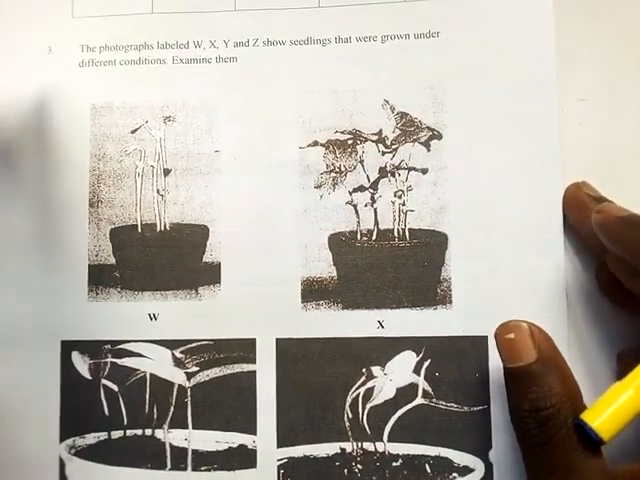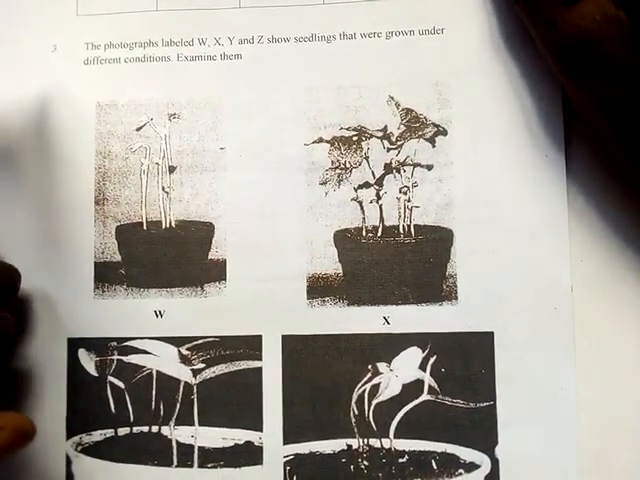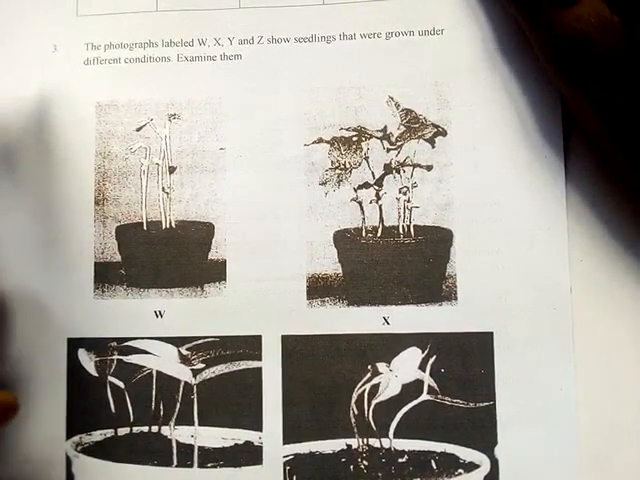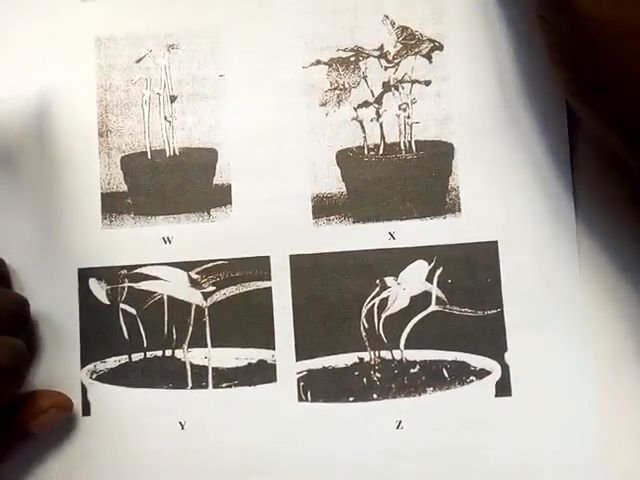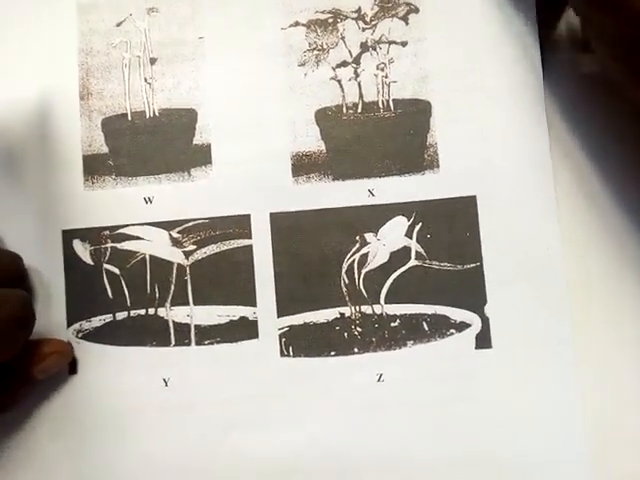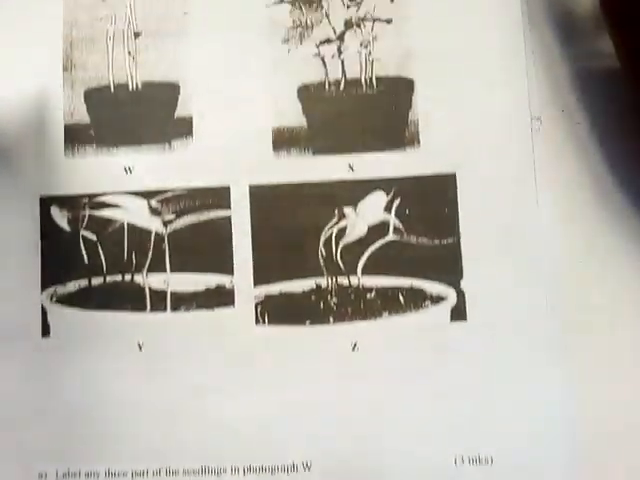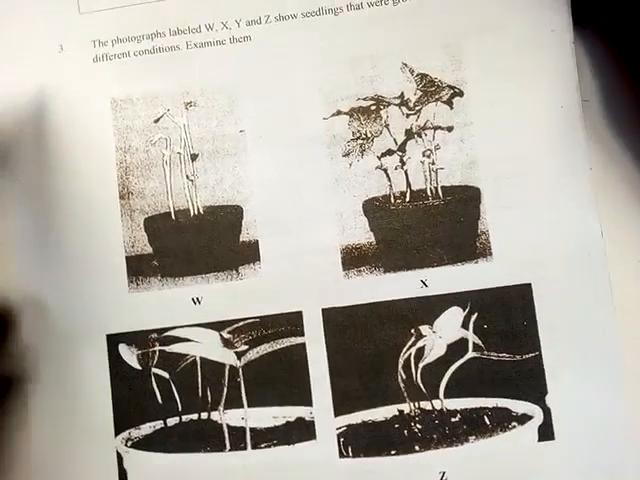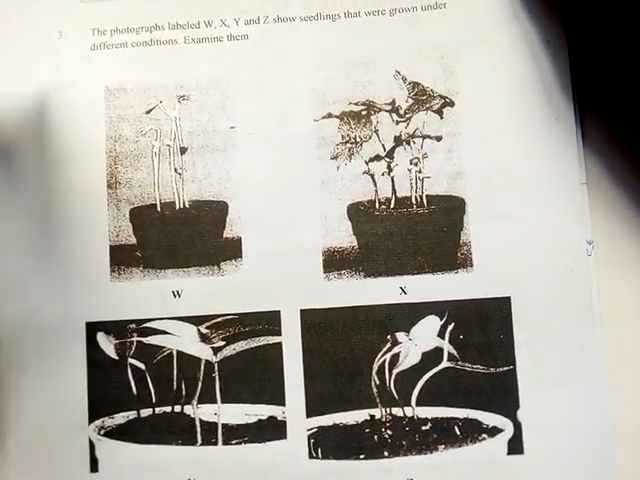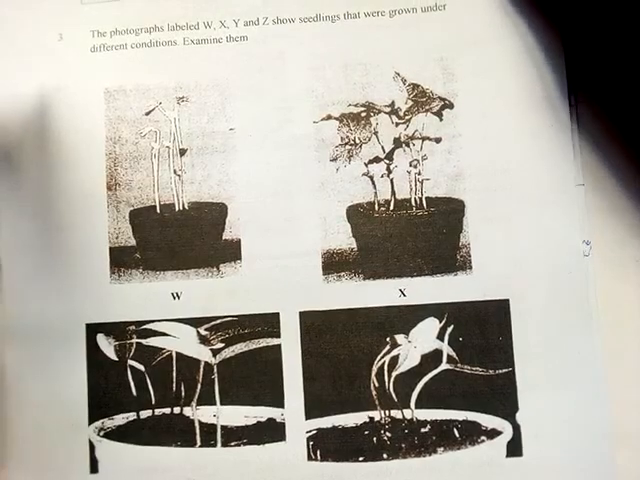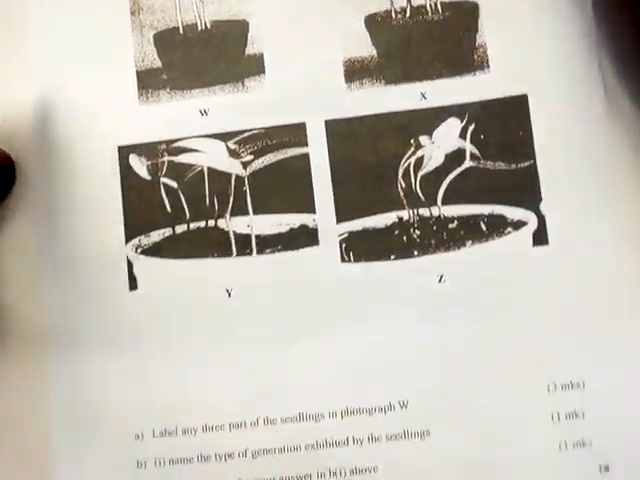Then question 3. The photographs labeled W, X, Y, and Z show seedlings that were grown under different conditions. You want to examine them carefully. Then you are told, label any 3 parts of the seedling in part W. Now you should be able to know the parts of the plant. This is a bean. You should be able to label them.